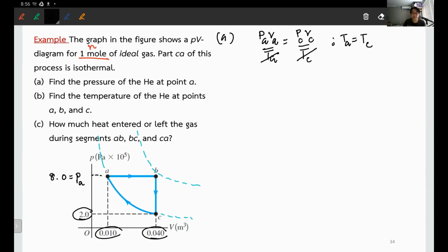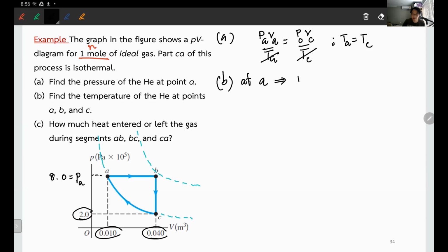Very good. All right, let's try part B. Just let me know if there is any point that's still unclear. Part B, find the temperature. They want to figure out the temperature of all points A, B, and C. That's fine. Now you can attack A or C because they're sharing the same temperature. So let's look at A.